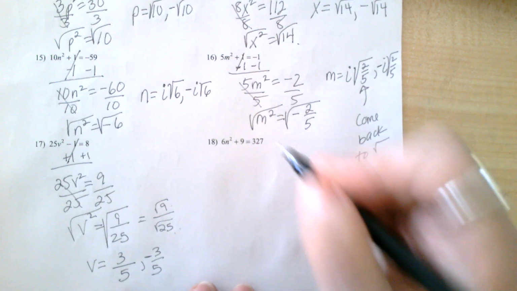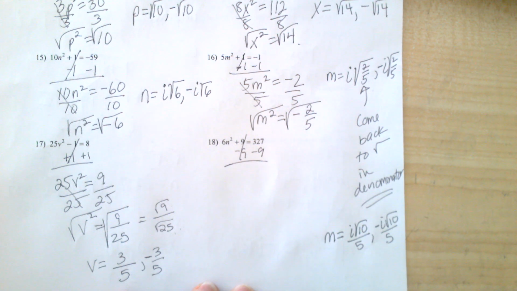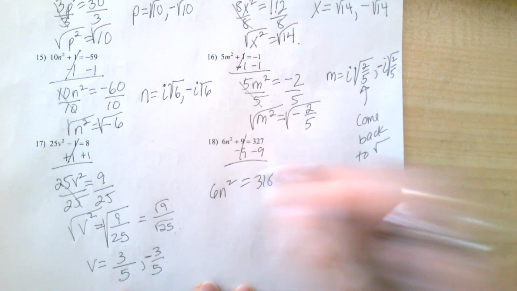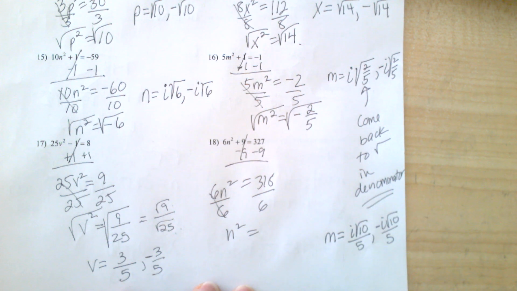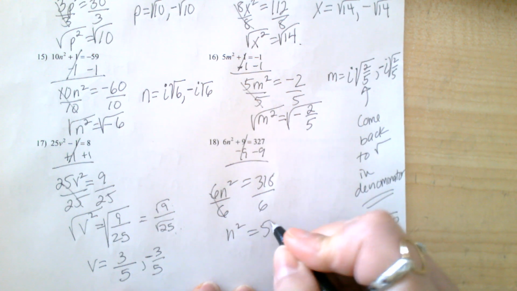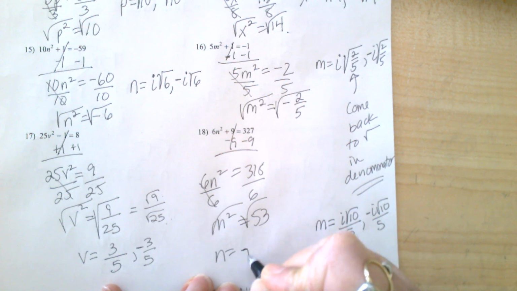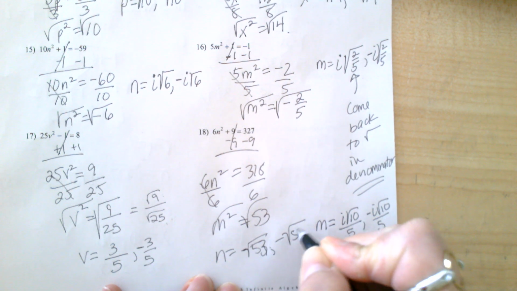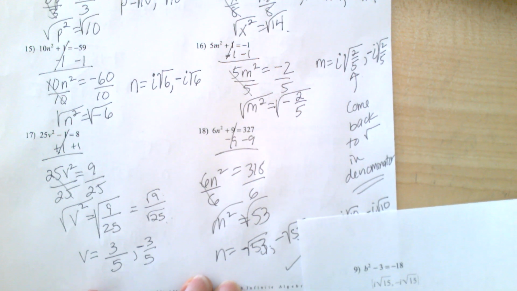Okay, last one. Let's subtract 9 from both sides here. Oh, there's the bell. 327 minus 9 is 318. Divide by 6. Everyone's going to hear that bell in the video. That happens. We get 53. Square root: n equals square root of 53 and negative square root of 53. And that's all she wrote. All right, under 20. Hope it helped.